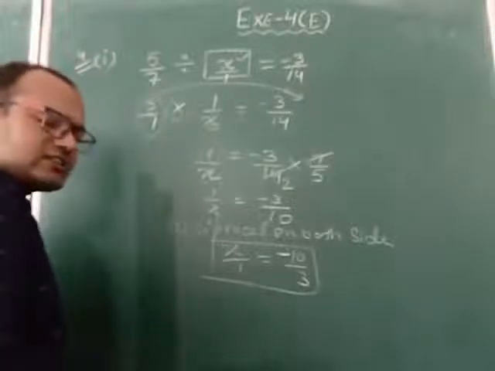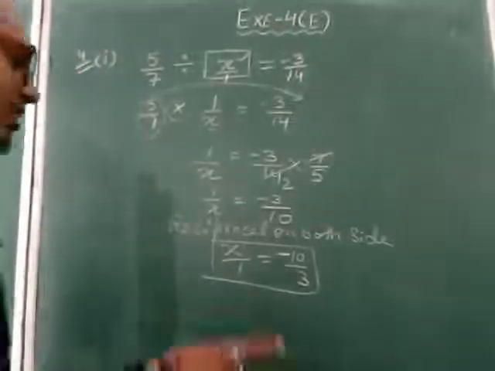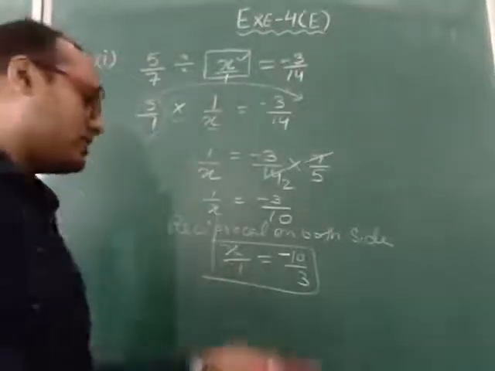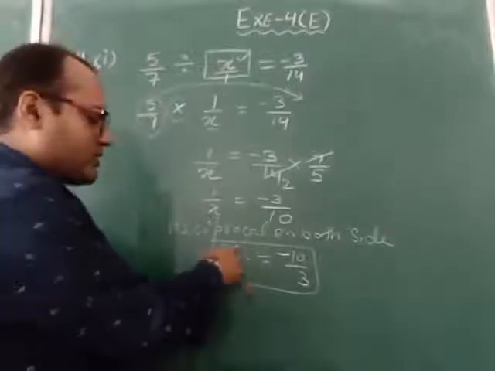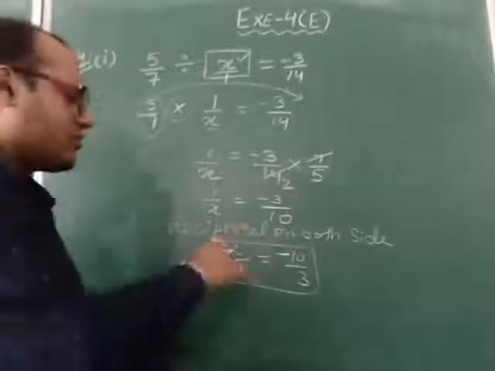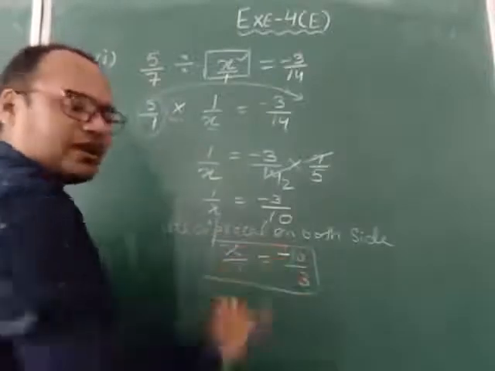In the denominator, 1 is there. When 1 is in the denominator, the answer will remain the same. That is x. So the meaning of x upon 1 is x only. So the final answer of x is minus 10 upon 3.